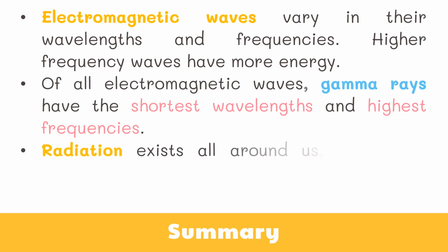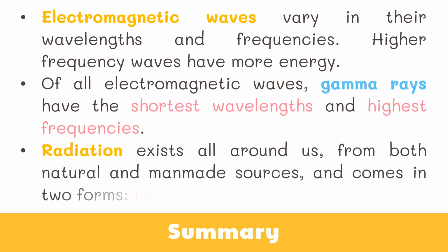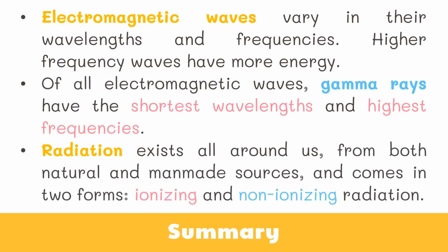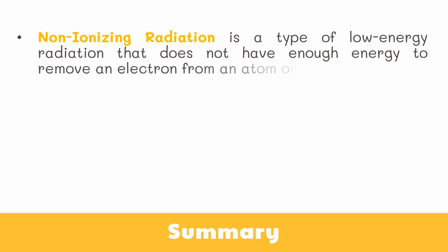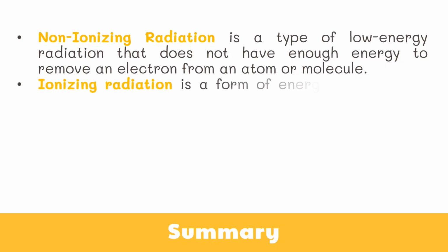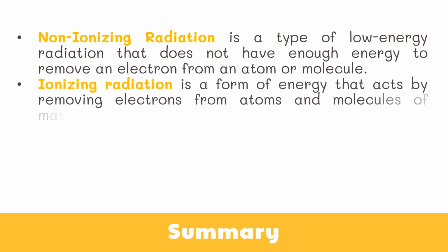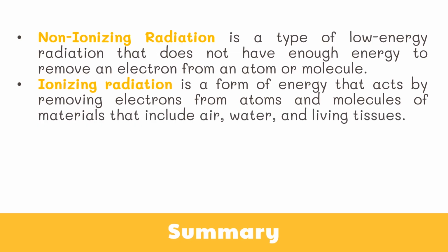Radiation exists all around us, from both natural and man-made sources, and comes in two forms: ionizing and non-ionizing radiation. Non-ionizing radiation is a type of low-energy radiation that does not have enough energy to remove an electron from an atom or molecule. Ionizing radiation is a form of energy that acts by removing electrons from atoms and molecules of materials that include air, water, and living tissues.